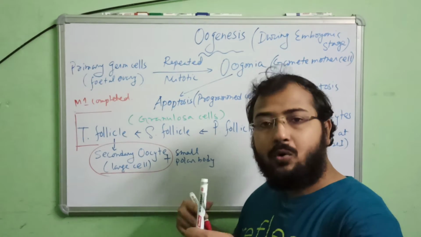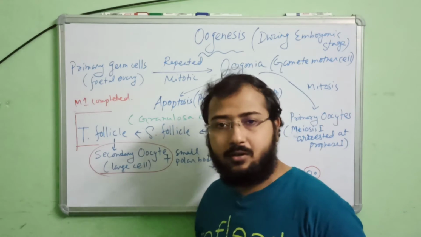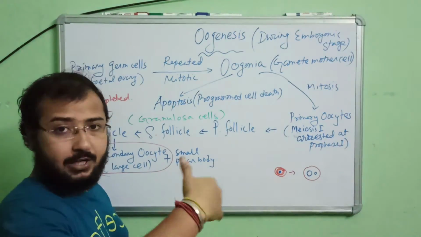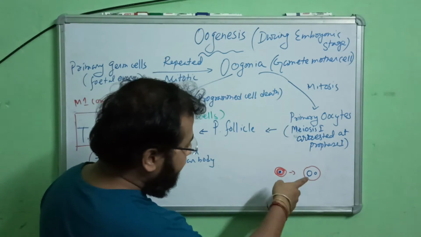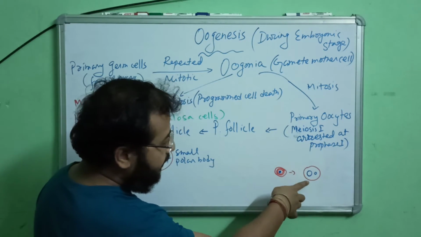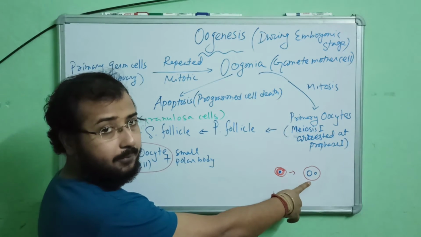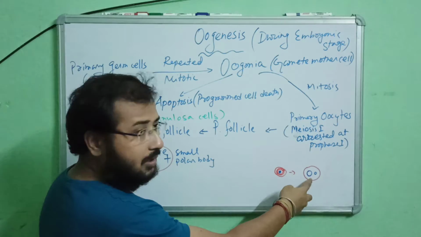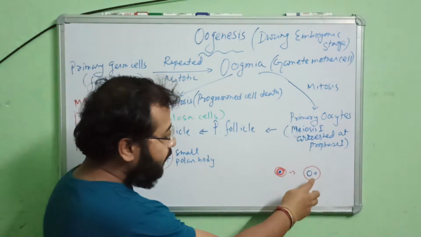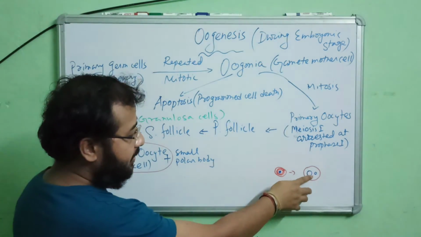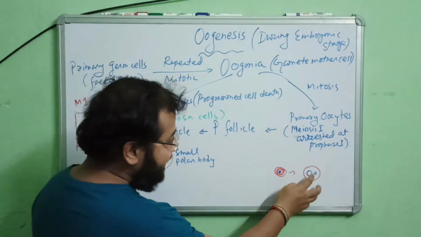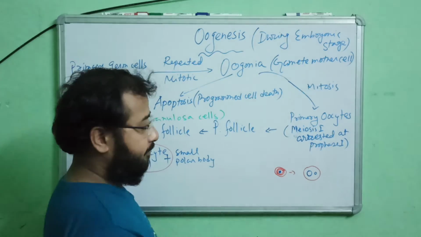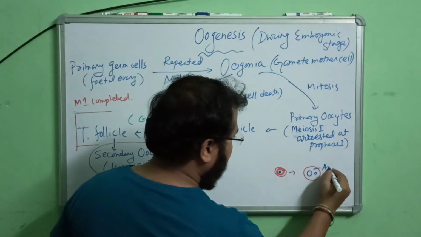Now it needs to undergo some maturation. The process is not yet finished completely. You see, this is what I have drawn here, the tertiary follicle. Within this tertiary follicle, you can see a free space, a cavity-like structure within which the two cells are present, the secondary oocyte and the small polar body. This cavity is known as the antrum. This is the antrum.